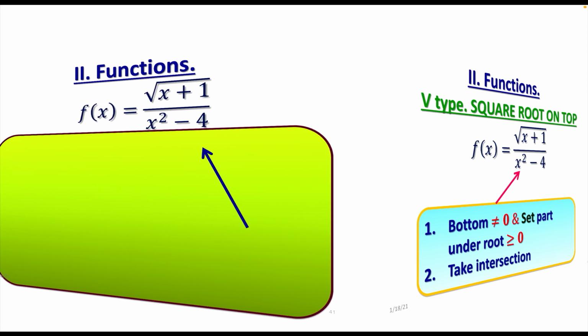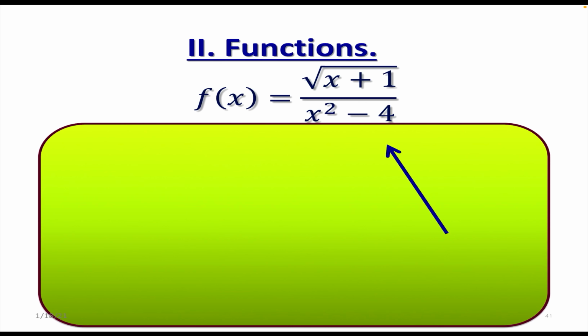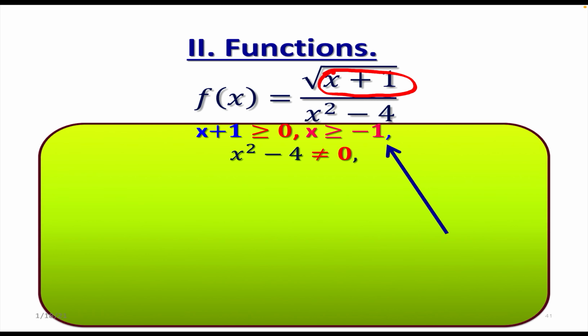Let's put it to the test. Say we have f of x equals square root of x plus 1 over x squared minus 4, and we need to find the domain of this function. All we want to do is just take the expression underneath the square root, and we want to set it greater than or equal to 0. So your x is going to be greater than or equal to negative 1. And the second condition, we want to take the denominator, and we want to set it not equal to 0. So we don't want these values of x that make your bottom 0.